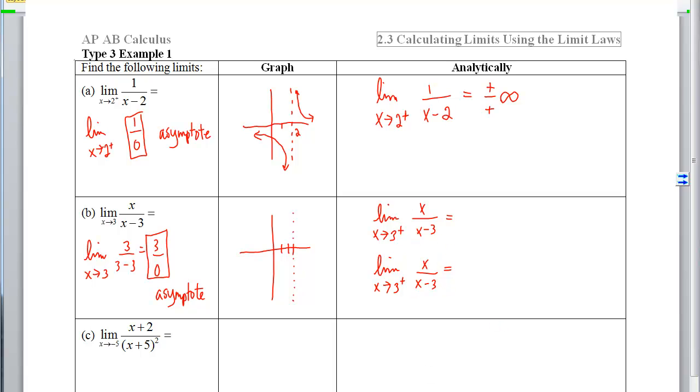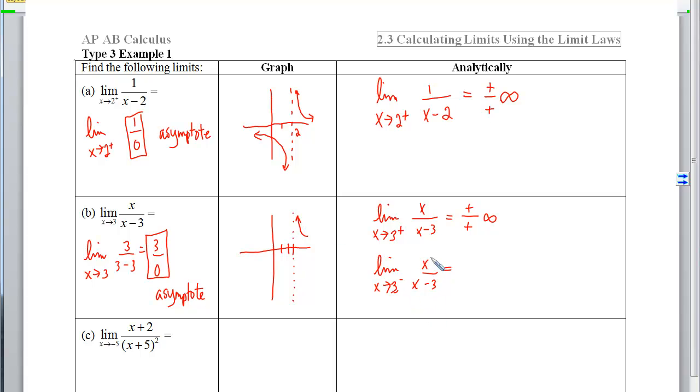As I approach 3 from the right, it might help if I actually come from the left here. If I approach 3 from the right, that means I've got a value bigger than 3. So the top will be getting close to positive 3. The bottom will be something larger than 3, minus 3, which is a positive. So that means coming from the right, I'm going to head up.